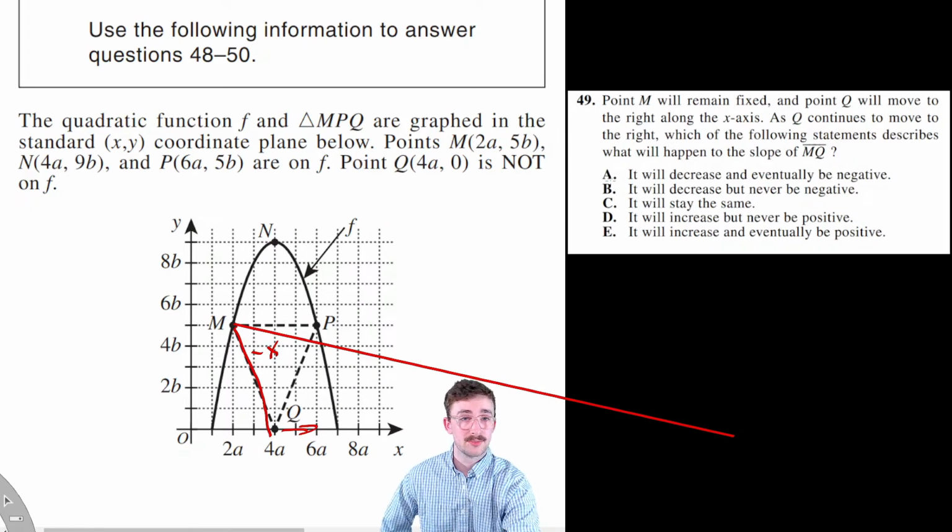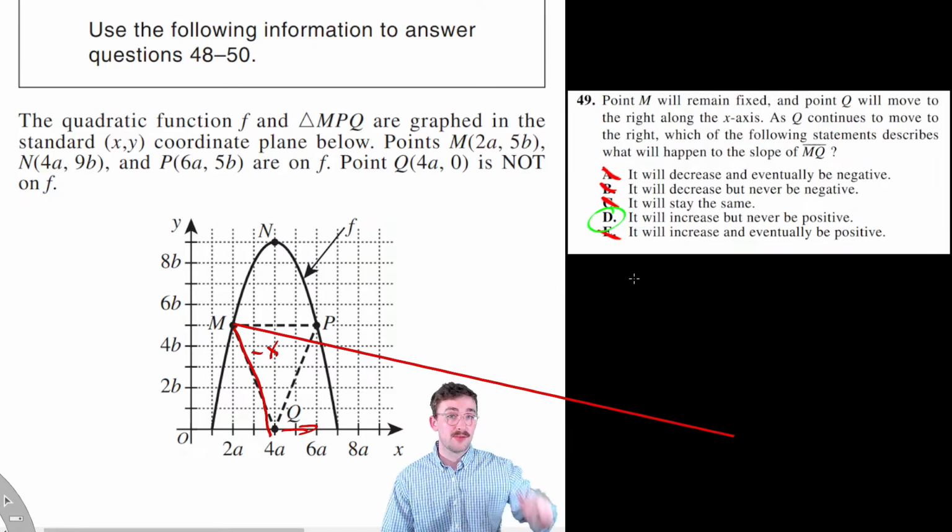Well, it's always negative, so A is wrong. This is going to be a good process of elimination problem. It will decrease but never be negative. False. It will stay the same. That's definitely false. It will increase but never be positive. It is increasing. It's becoming less negative, as I said, which is the same thing as increasing. I'm going to go with D. It's not E.